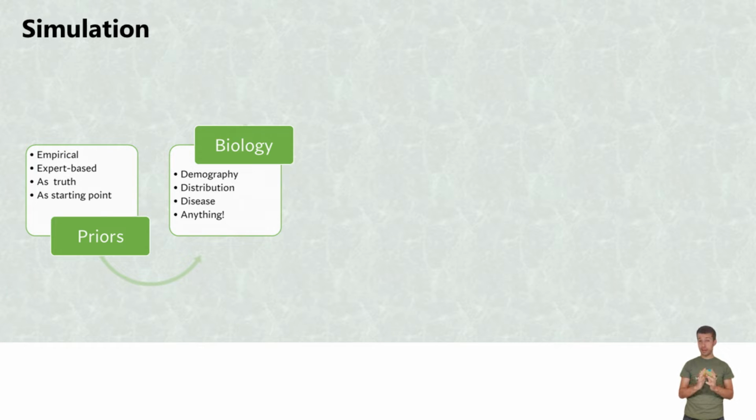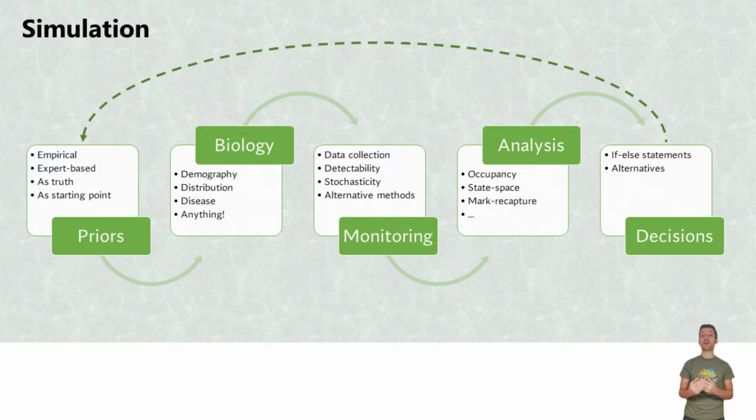process. So we take our priors, we simulate what, for example, a population will do, but we also simulate how we could collect data about that population. For example, if there are 100 birds out there, how many could we expect to count, given some sort of imperfect detection? How would we analyze those data? For example, could we fit a mark-recapture model, a resighting model, a state-space model, and other types of analysis?